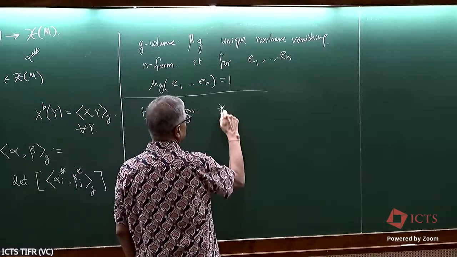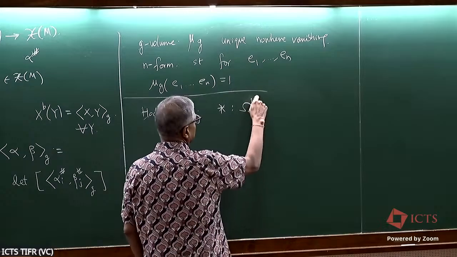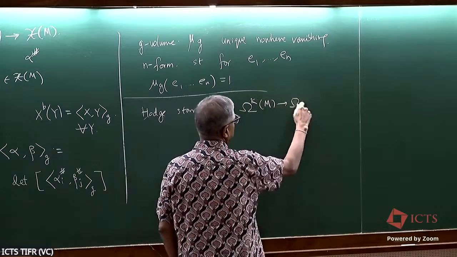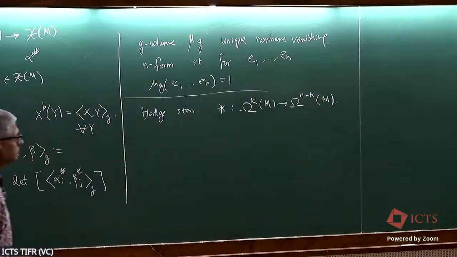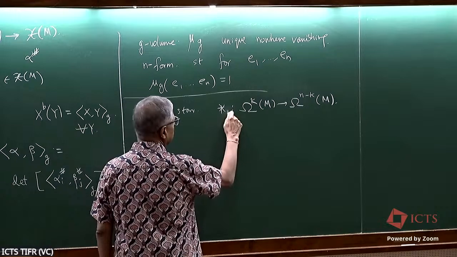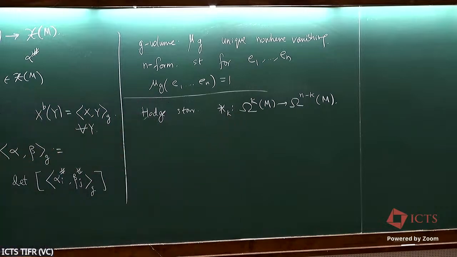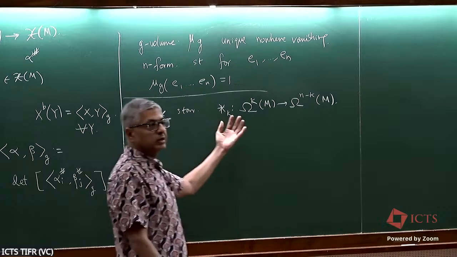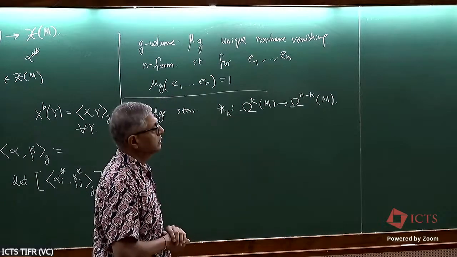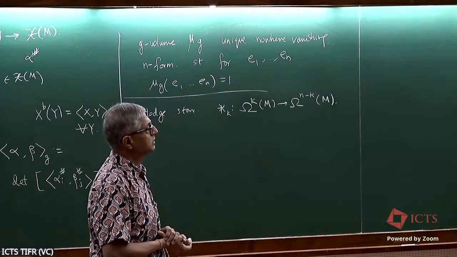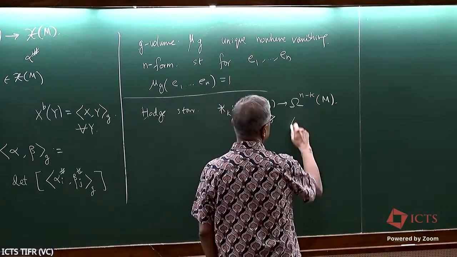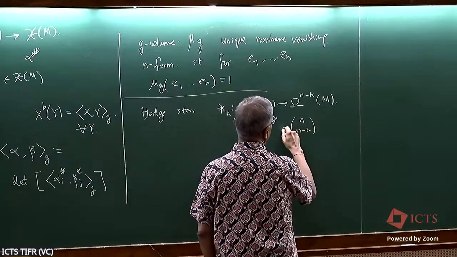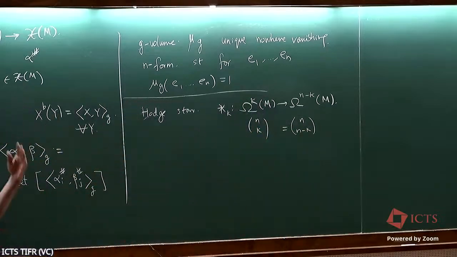So it's an isomorphism between K forms and N minus K forms. And it's unique. There's of course one for every K. So maybe sometimes you can write an index. And this is N choose N minus K, which is equal to that. So when we discretize it, we will end up with square matrices.